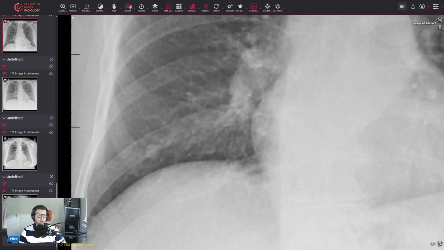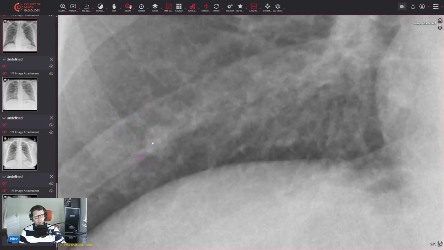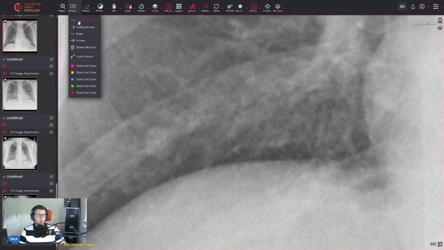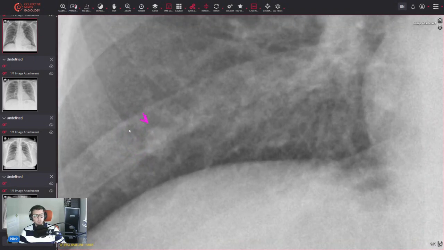Okay, so we've got this rounded opacity here. Could be a lung nodule. But if you look, it's got a well-defined lateral border. Let's zoom right into it. I appreciate it might be difficult to see this, guys, so you have to bear with me. But if you look, you can see a well-defined lateral border and an ill-defined medial border. And that usually suggests that this is a nipple rather than a nodule. Now, you can't go on that alone.